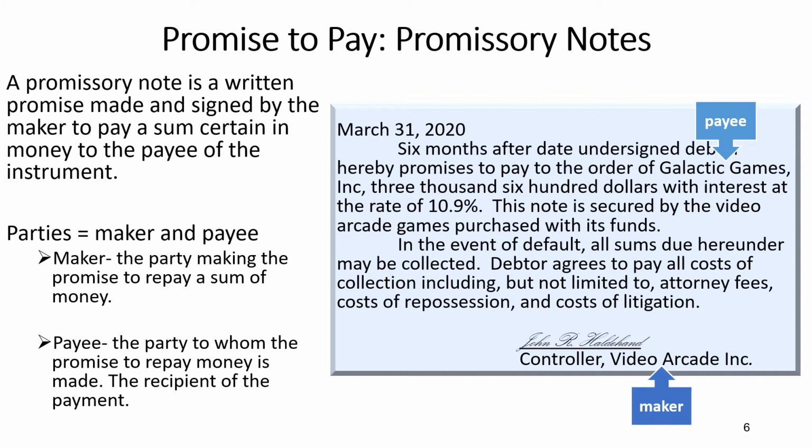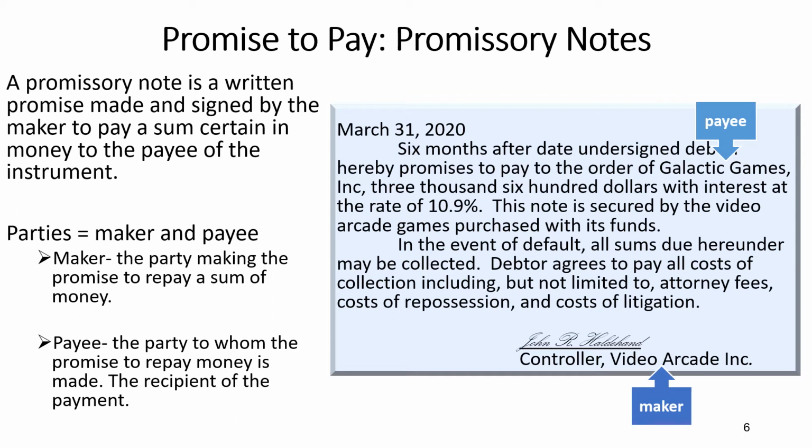This note is secured by the video games purchased with its funds. So this is letting you know that in exchange for making this promise, the maker of the promise received goods. And what were those goods? The video games. This is a promissory note.